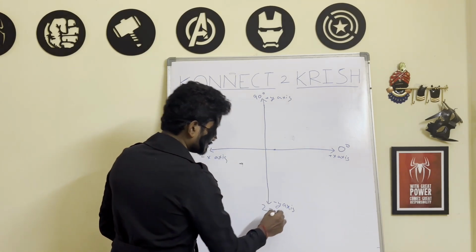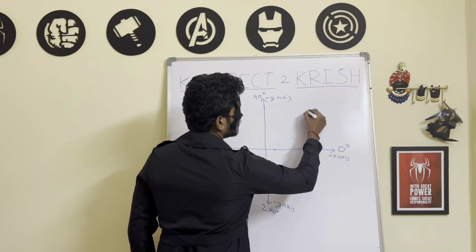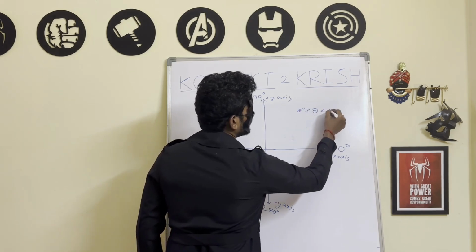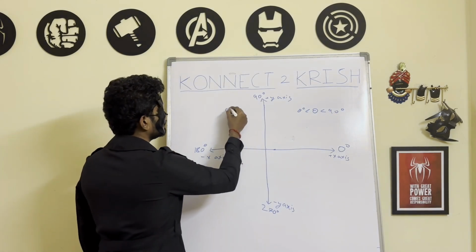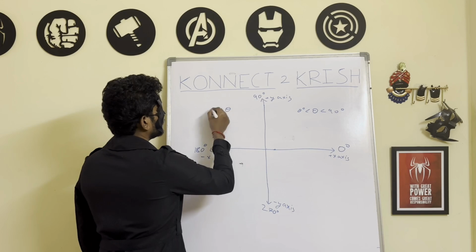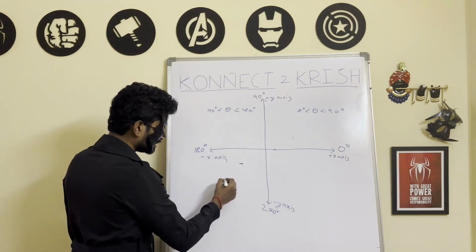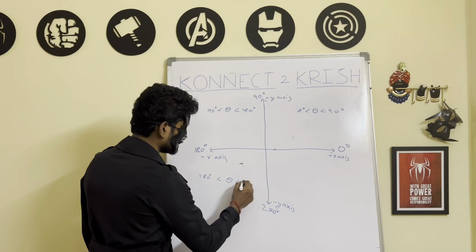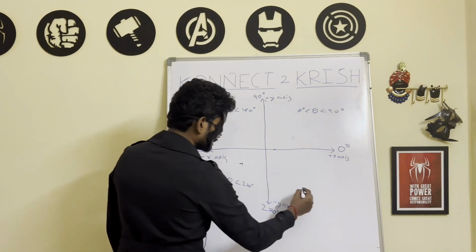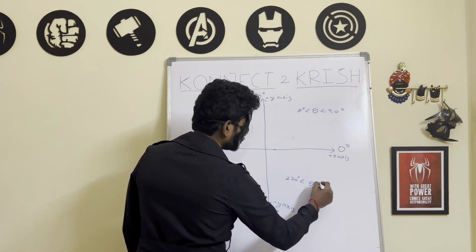So the first quadrant is nothing but when theta lies between 0 degrees to 90 degrees, and the second quadrant is nothing but when theta lies between 90 degrees to 180 degrees. The third quadrant is nothing but when theta lies between 180 degrees to 270 degrees. The fourth quadrant is nothing but when theta lies between 270 degrees to 360 degrees.